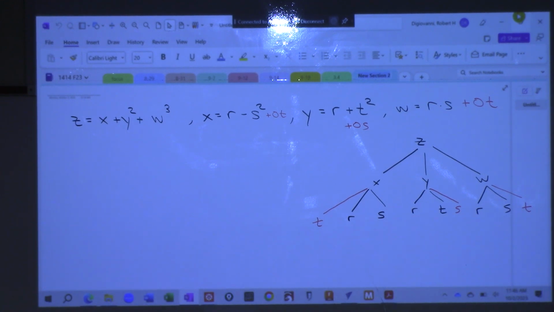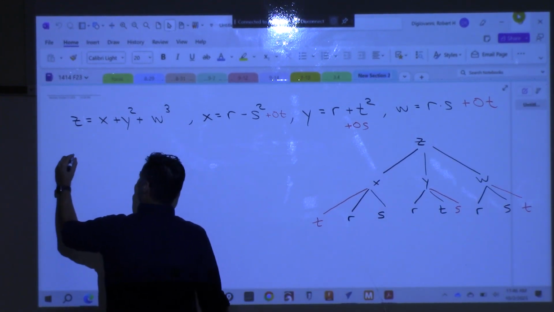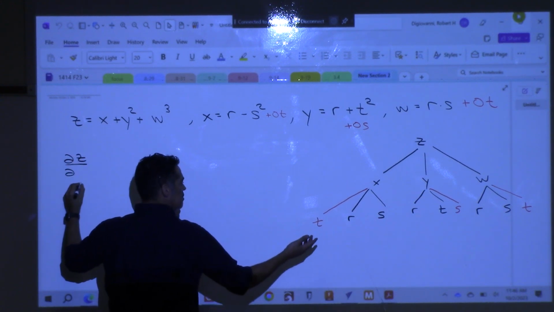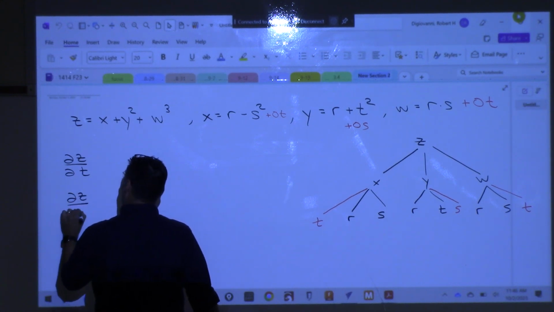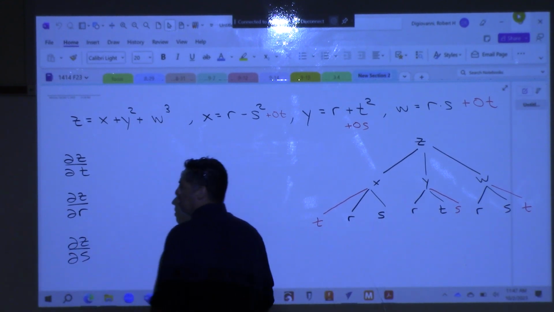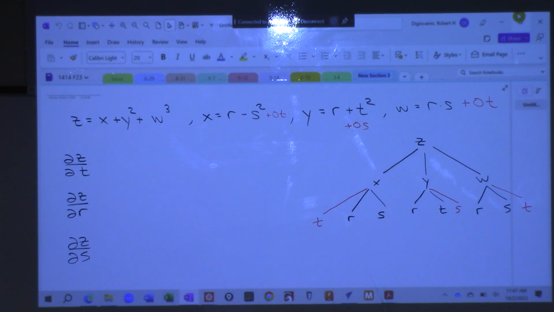What derivatives are possible here? 3 different ones. Partial z with respect to t. I could do partial z with respect to r, partial z with respect to s, right? Those are the 3. I'm only going to do, well, maybe we'll do more than one. Let's draw it.